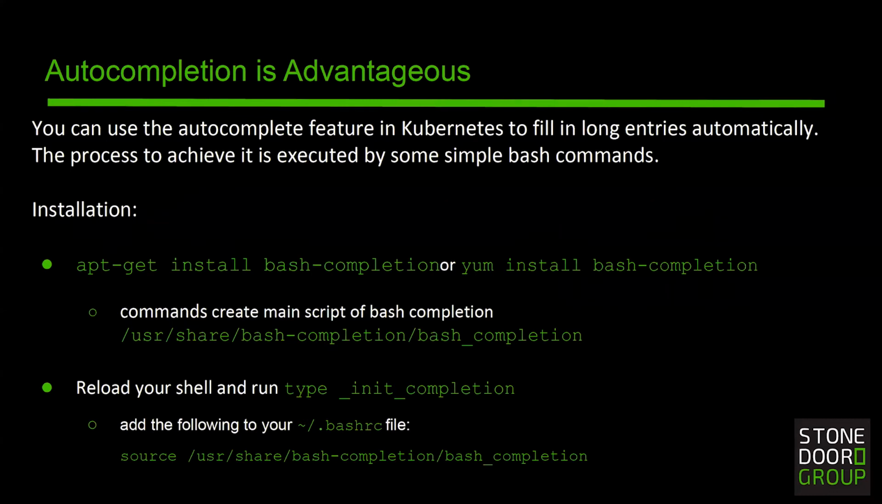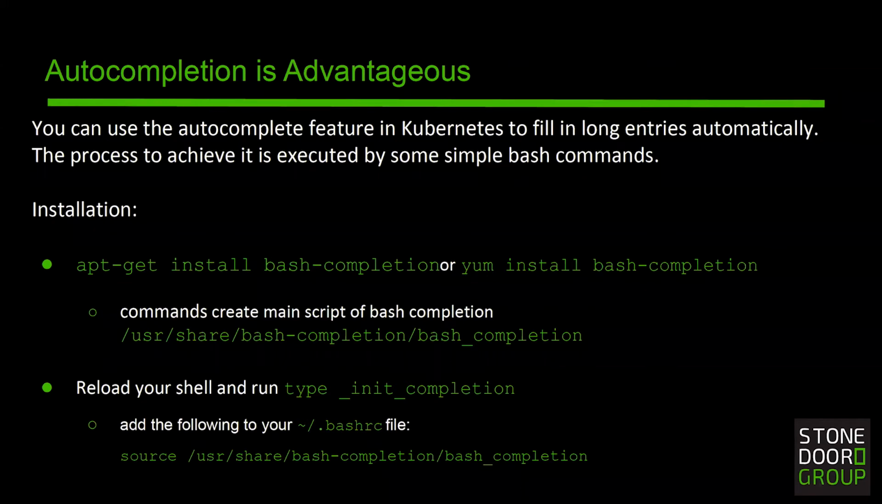First things first, most shells allow command completion. It's typically bound to the tab key, and this allows you to complete the names of commands stored upon your path, or file names or directory names. And you can use the autocomplete feature in Kubernetes to fill in long entries automatically. So kubectl provides auto-completion support for Bash and ZSH. This can save you a lot of typing.